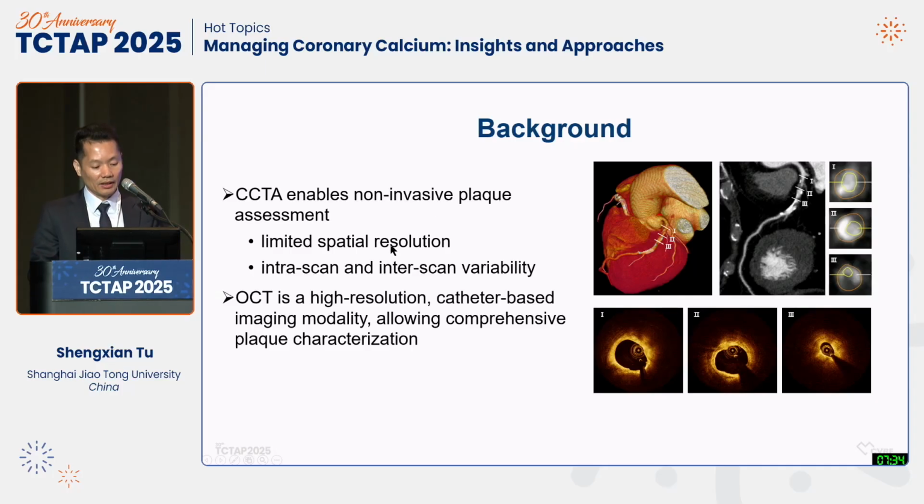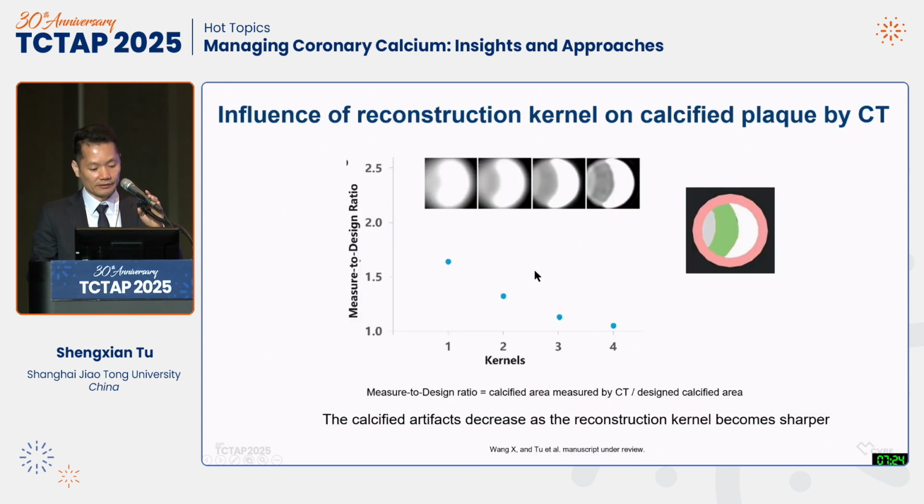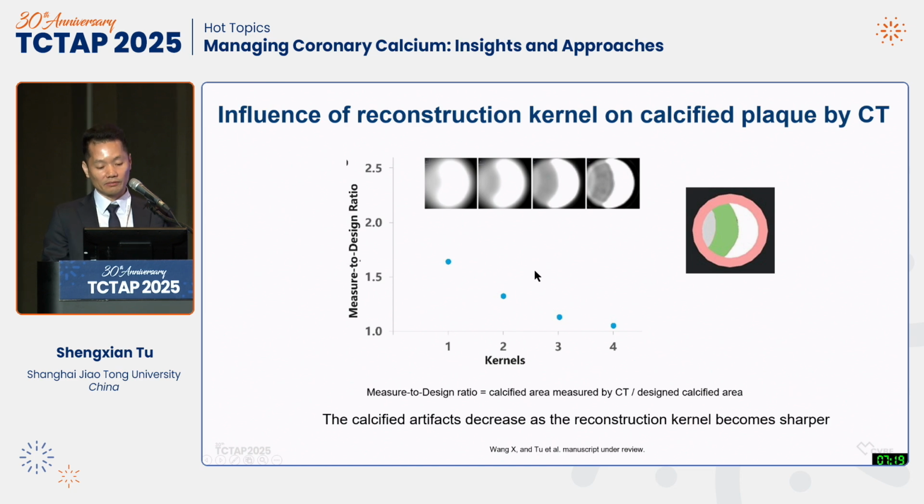Coronary CTA enables non-invasive plaque assessment, but it has limited spatial resolution and higher inter-scan variability. On the other hand, OCT is a high-resolution catheter-based imaging modality, allowing comprehensive plaque evaluation. So before I present the difference between these two, I would like to go a little bit more into the influencing factors for the CT appearance.